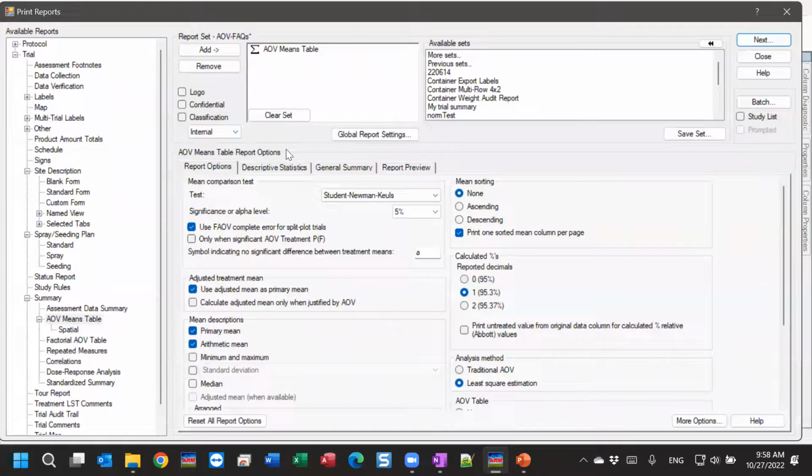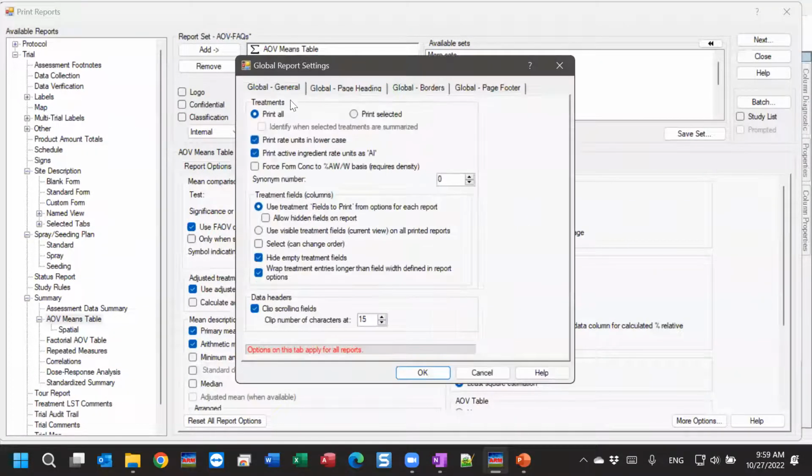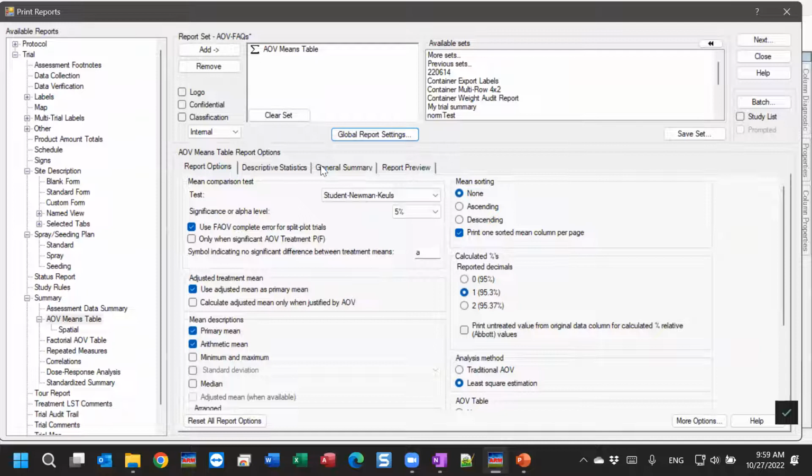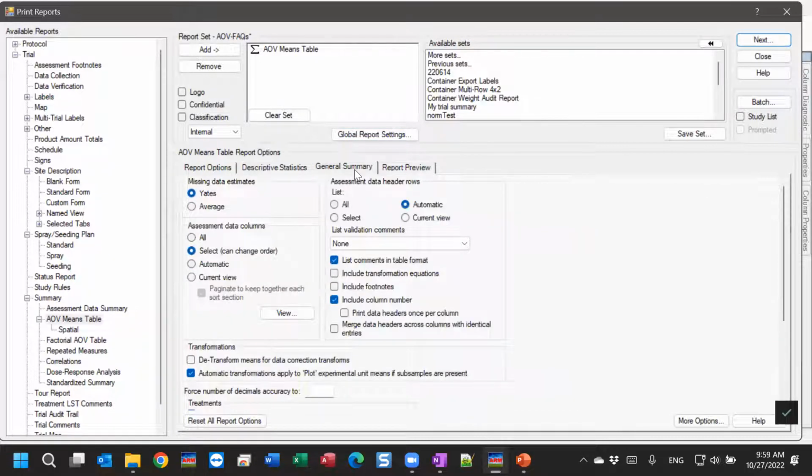One last one, because we showed it with the ET, where we were excluding treatments and excluding replicates in the action codes field. That is kind of a per column. So for one specific assessment, I can throw out a treatment, throw out a replicate. But you could also do that across all of the columns in the report. So in the global report settings, there's an option for the treatments. Usually it's print all, but you could make it print selected. And the same thing with replicates on the general summary.